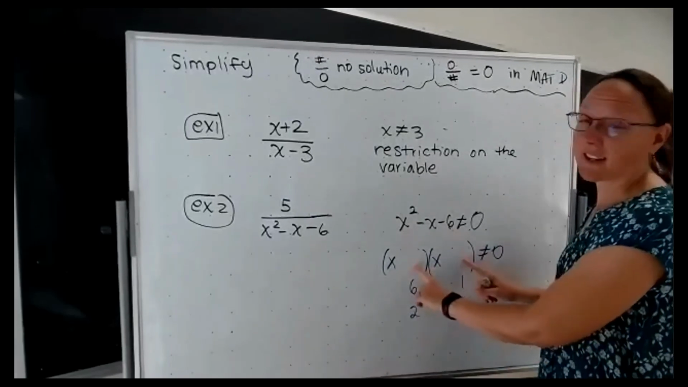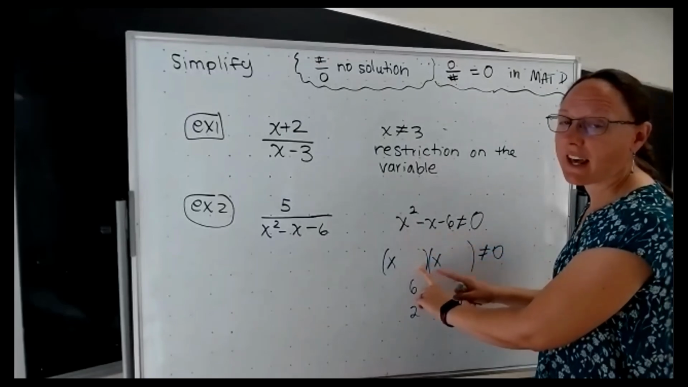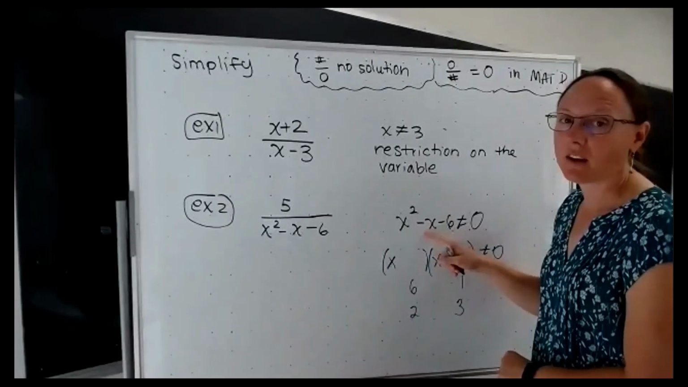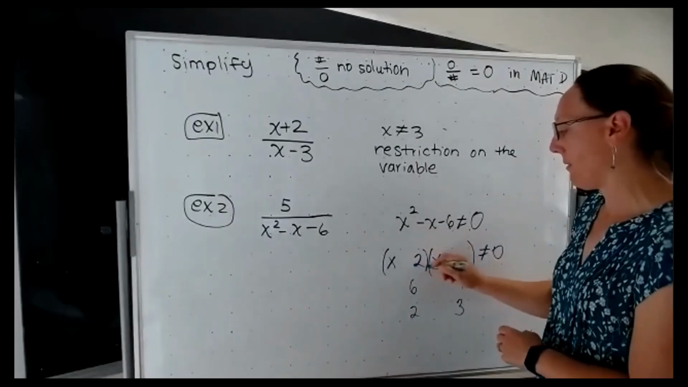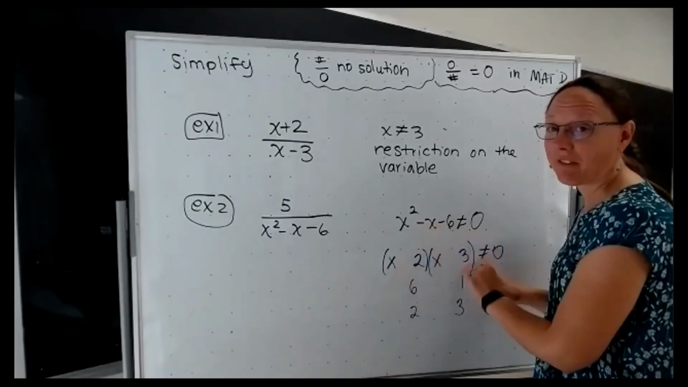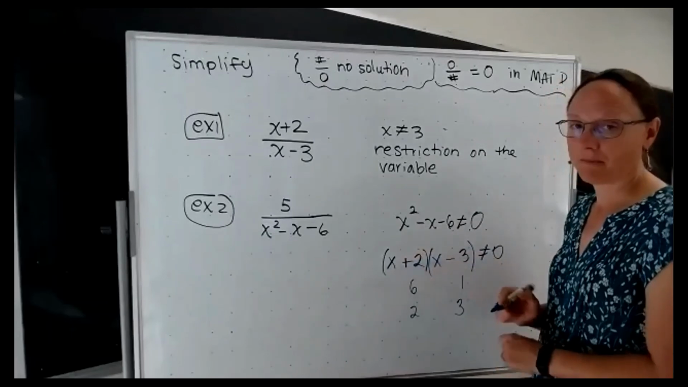Well, if I put in 6 and 1, and I do my distributions, I'd have a 6x and a 1x, and I can't make a negative x out of that. But if I put in the 2 and the 3, a 2x and a 3x, I can get a negative x out of that if I make the x negative and the 2 positive.